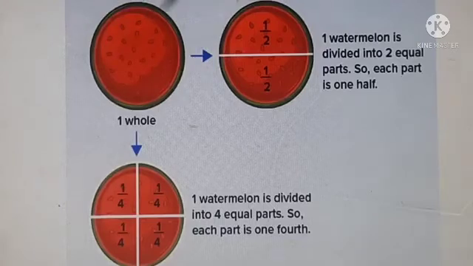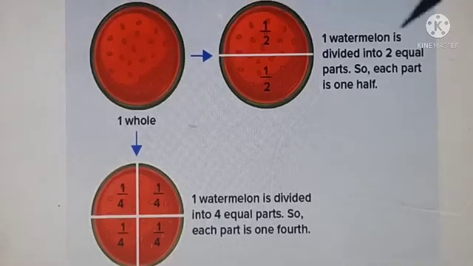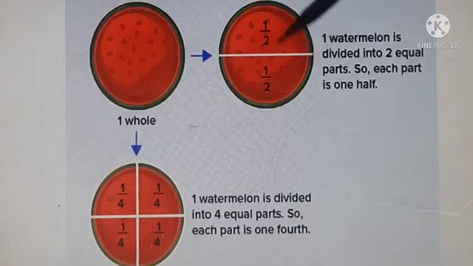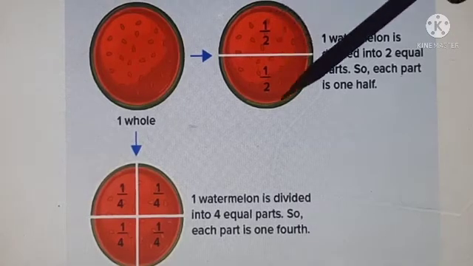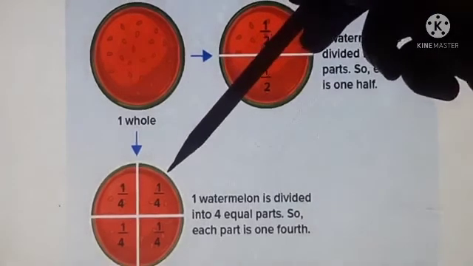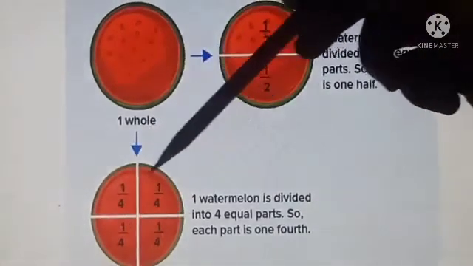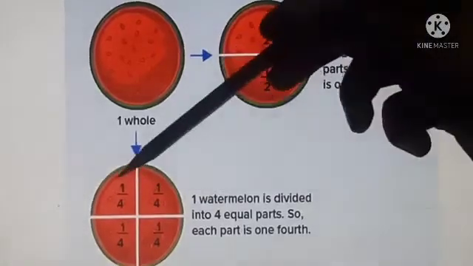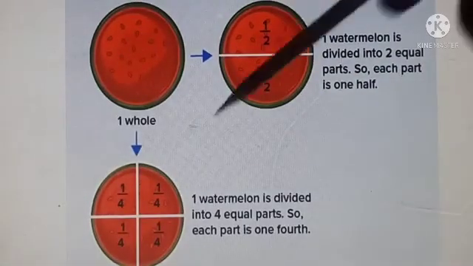This is a watermelon, one whole, and now one watermelon is divided into two equal parts. So each part is half, 1 by 2, 1 by 2. Now this watermelon is divided into 4 equal parts, and each part is 1/4, that is 1 by 4. So the whole is divided into parts.